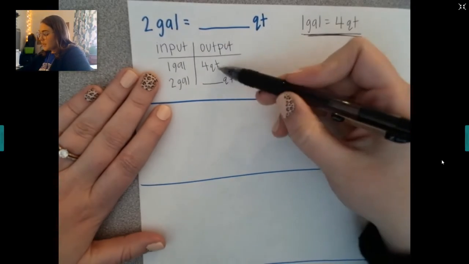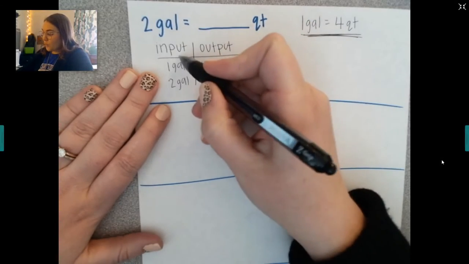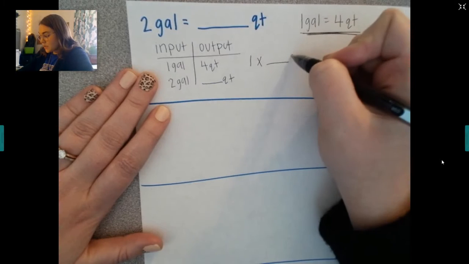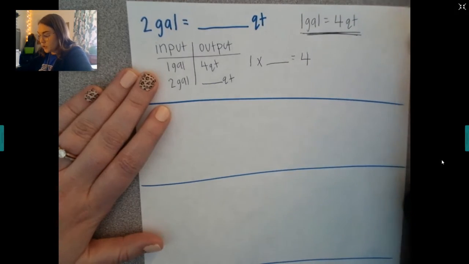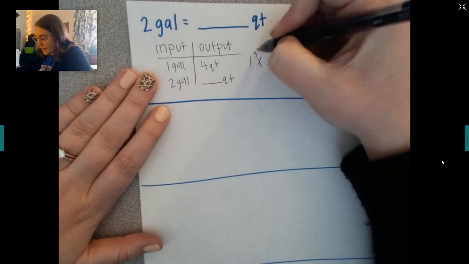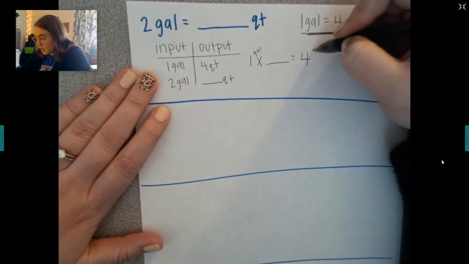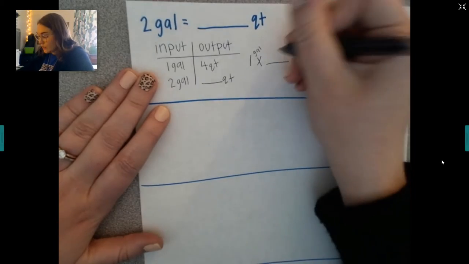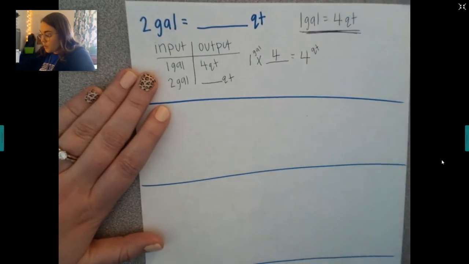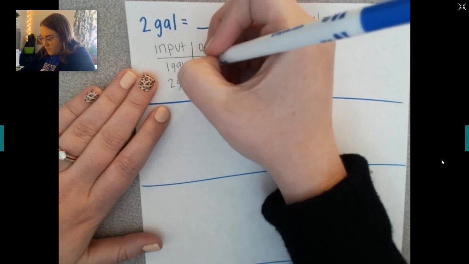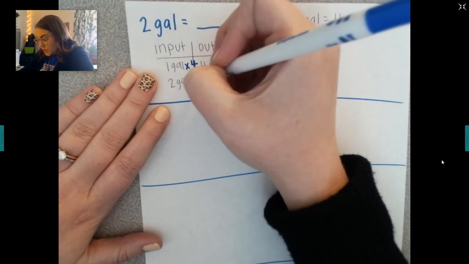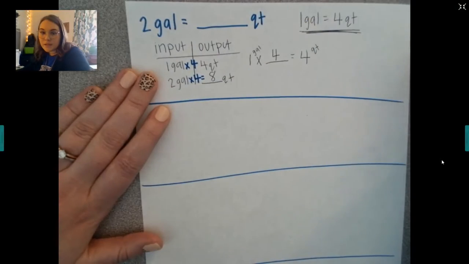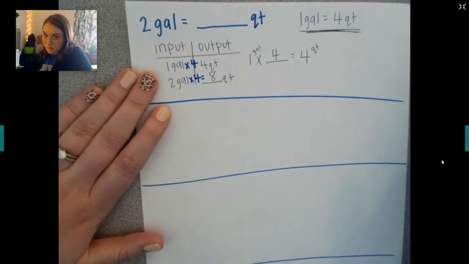All right, so when I take a look at this, I have got to figure out my input, which is 1, times what will give me my output, which is 4. So 1 gallon times what will give me 4 quarts. Well, 1 times anything is itself, so it's 4. So my rule is to multiply by 4. So if I multiply 2 times 4, I should get my answer, and my answer would be 8. Is that what you guys got?